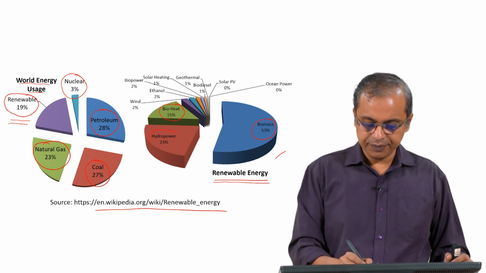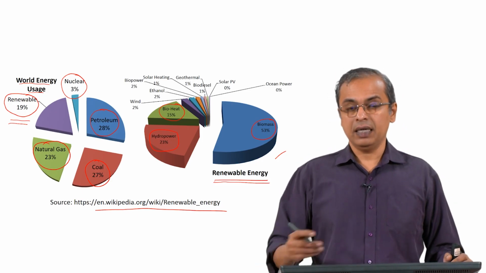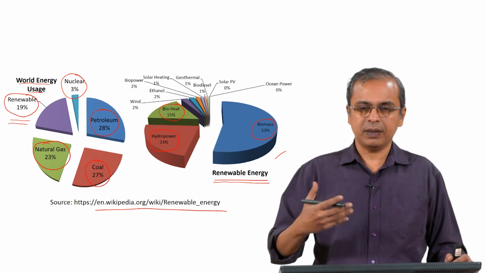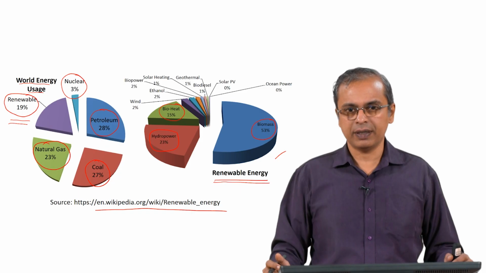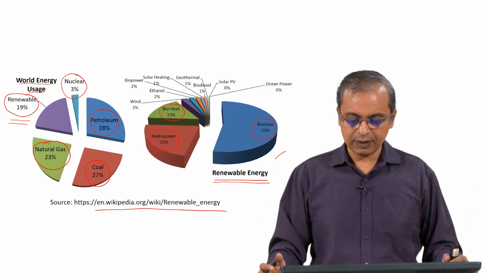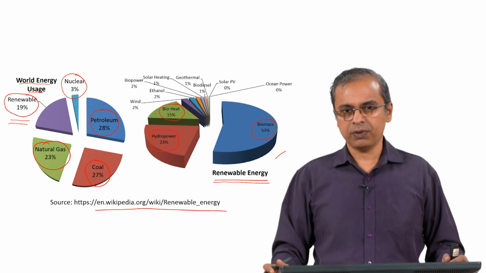Hydropower is listed here, 23% of the energy that we are getting in the form of renewable energy is hydropower, which typically means dams of different kinds, different sizes and capacities. And then you have a huge number of small contributors.